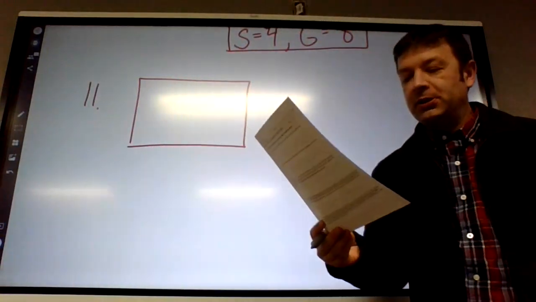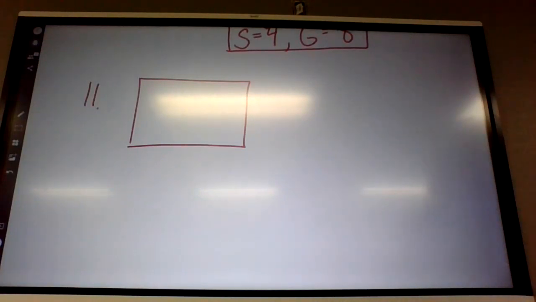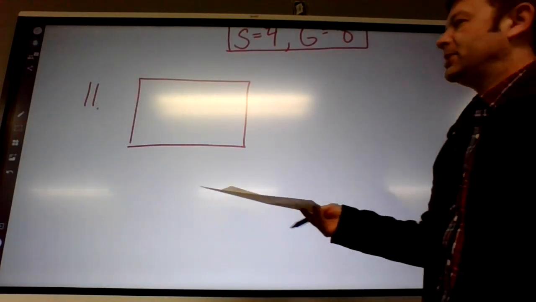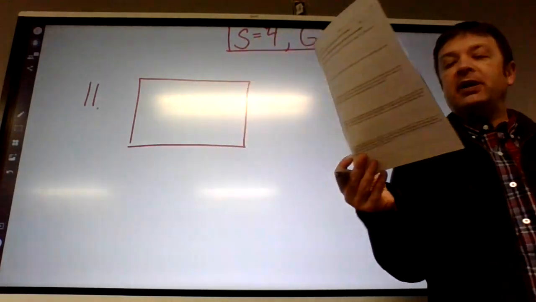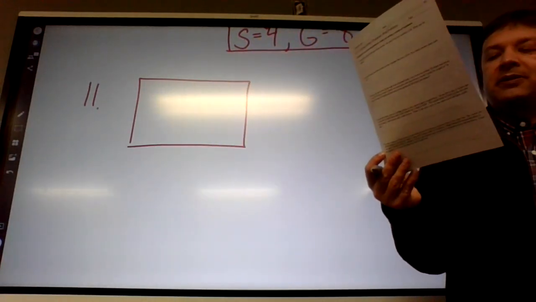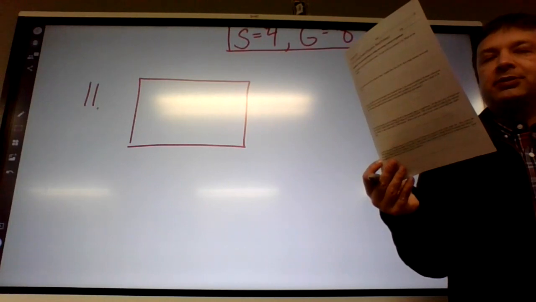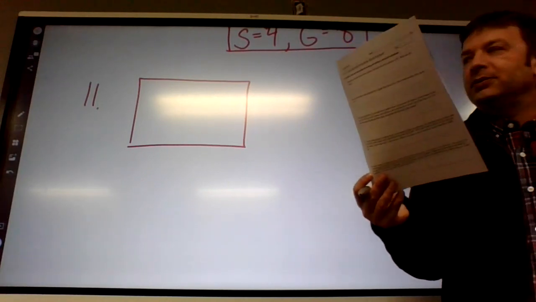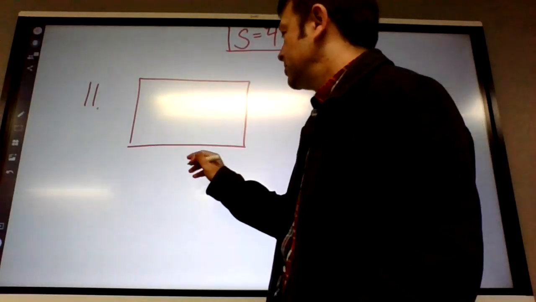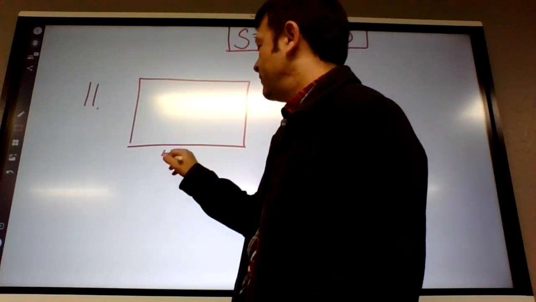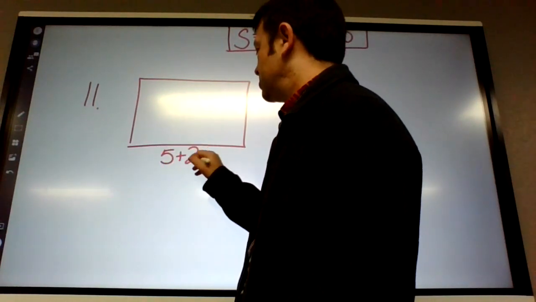Alright, how should I label it? The length of the rectangle, which side would be the length? The long side. Okay, the length of the rectangle is 5 more than twice the width. 2W. 5 more than 2W, plus twice the width.